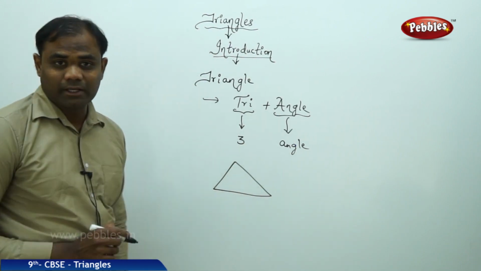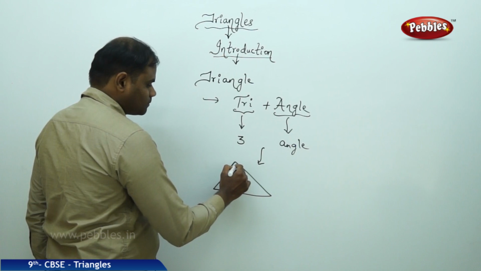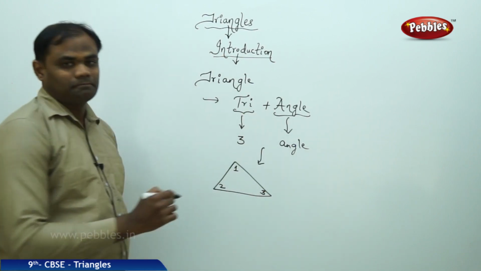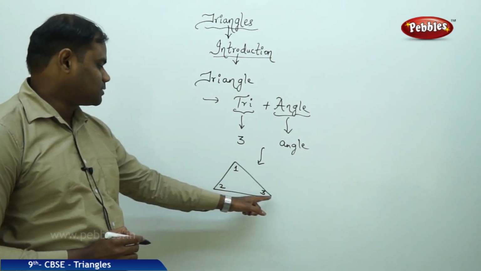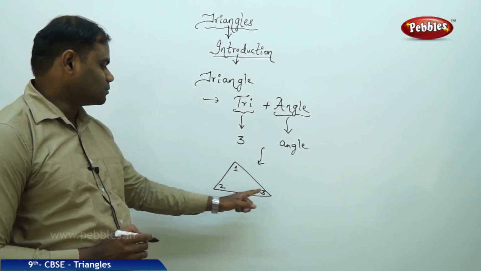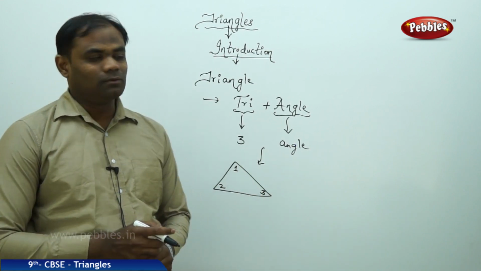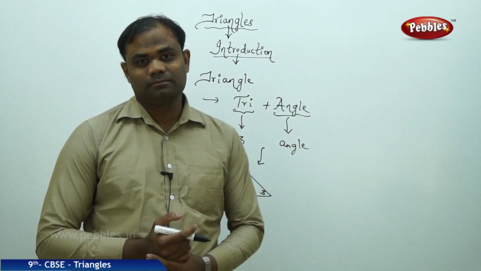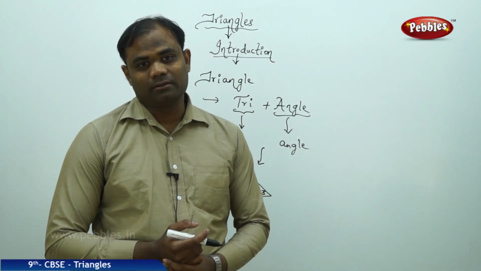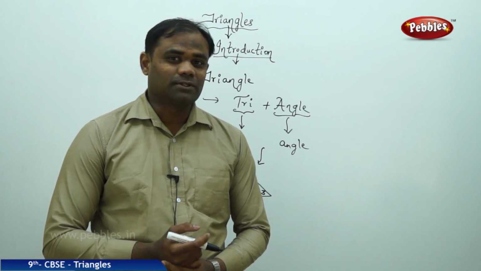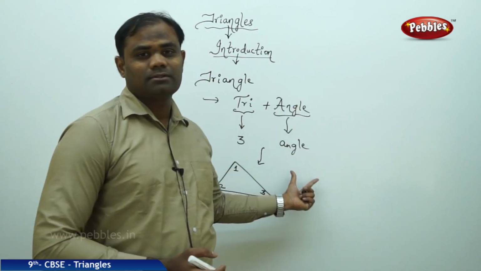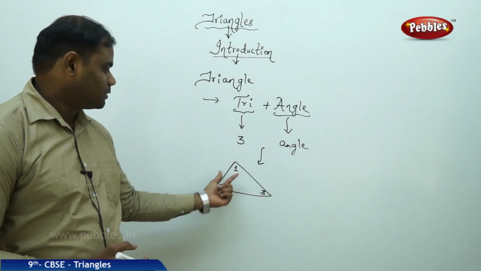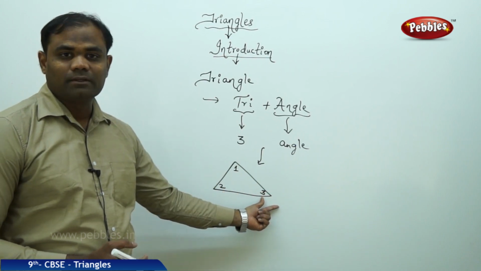It has 3 angles, angle 1, angle 2 and angle 3. So a triangle has 3 angles, angle 1, angle 2, angle 3. A figure which involves 3 angles is what is called a triangle and looks in this shape.